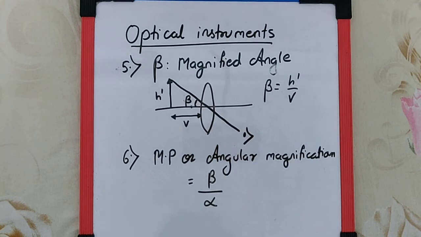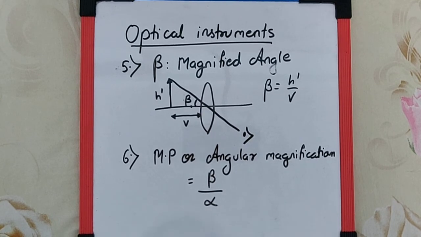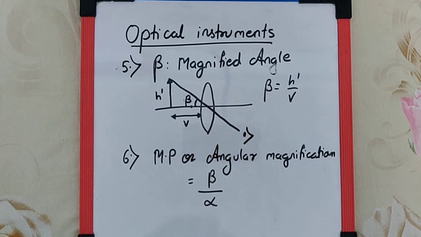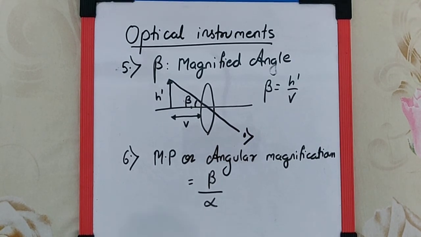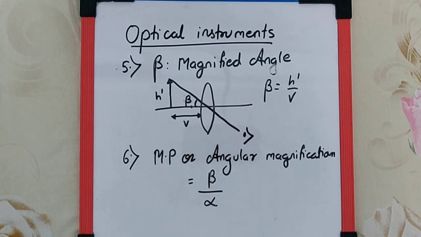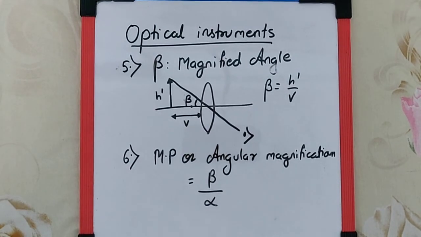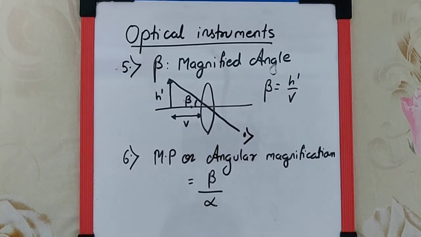So as I say, the important terms are DDV, distance of distinct vision, U, object distance, V, image distance, alpha, visual angle, beta, magnified angle, and magnifying power or angular magnification as beta upon alpha. These are some important terms which you need to learn before you start learning optical instruments.